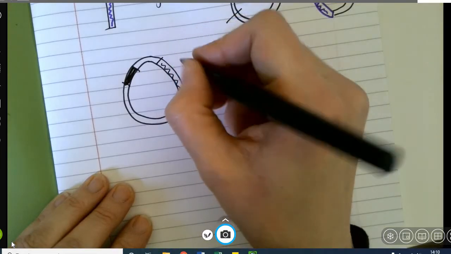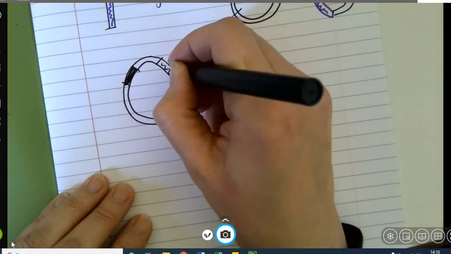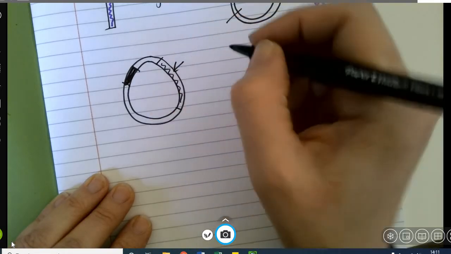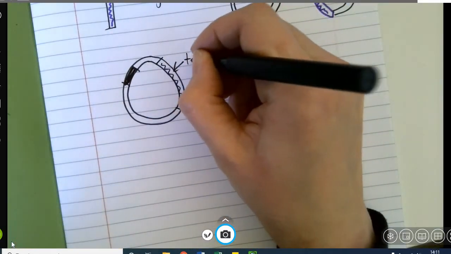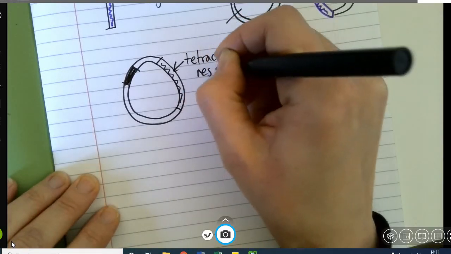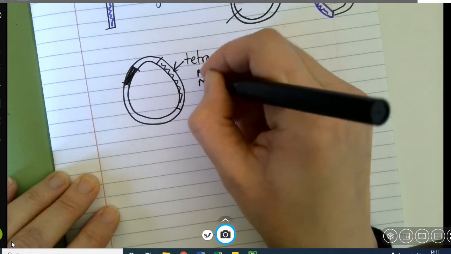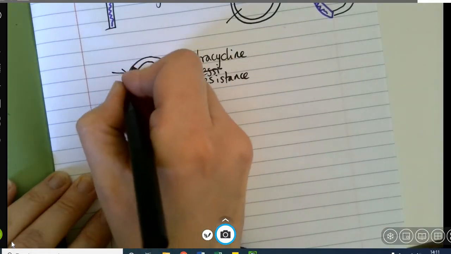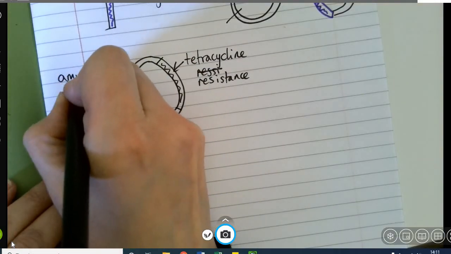But this one was going to allow us to be resistant to tetracycline, and the other one made the bacteria resistant to ampicillin.